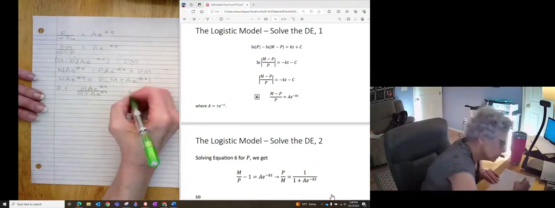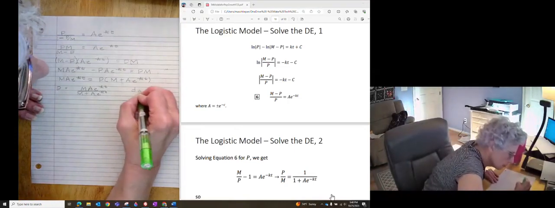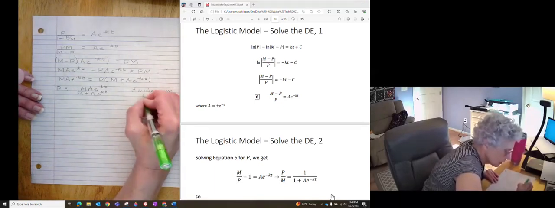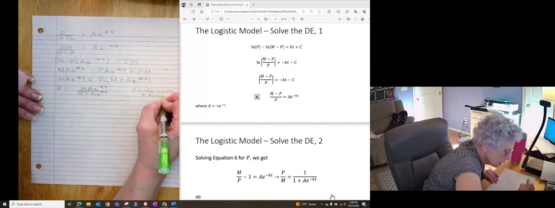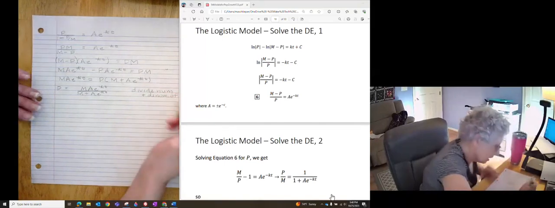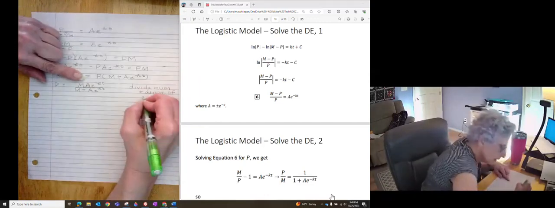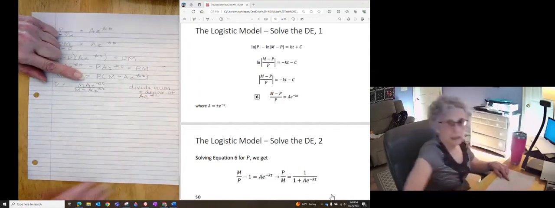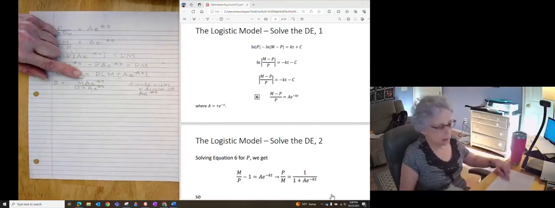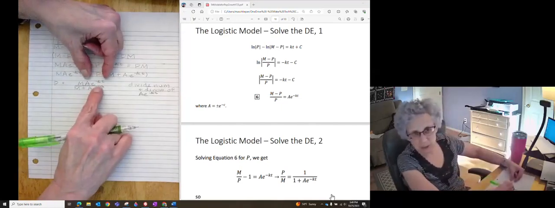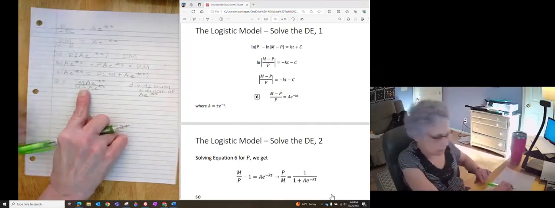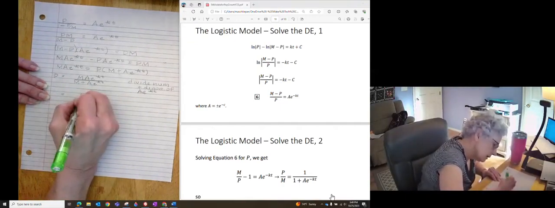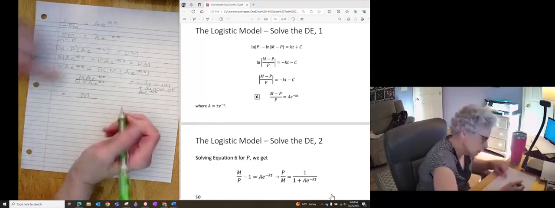Now I'm going to divide numerator and denominator of this by a e to the kt. I want it to disappear up here. I want just that m left by itself up top. So that leaves me with the m up top.